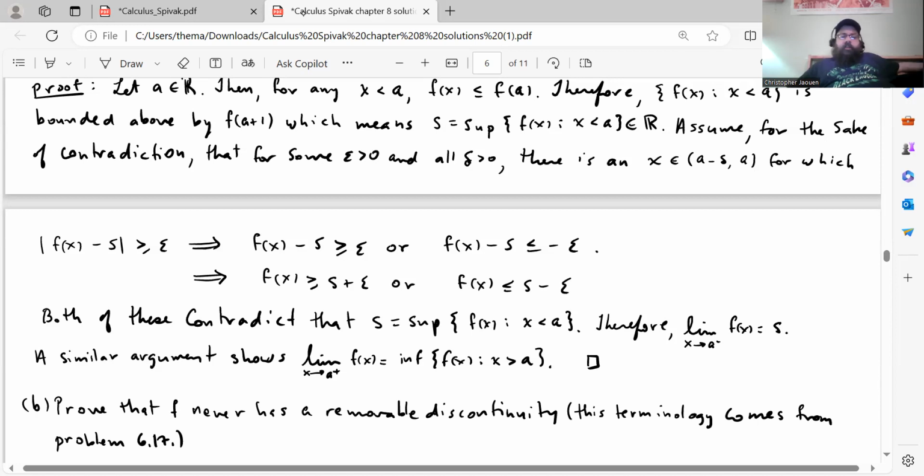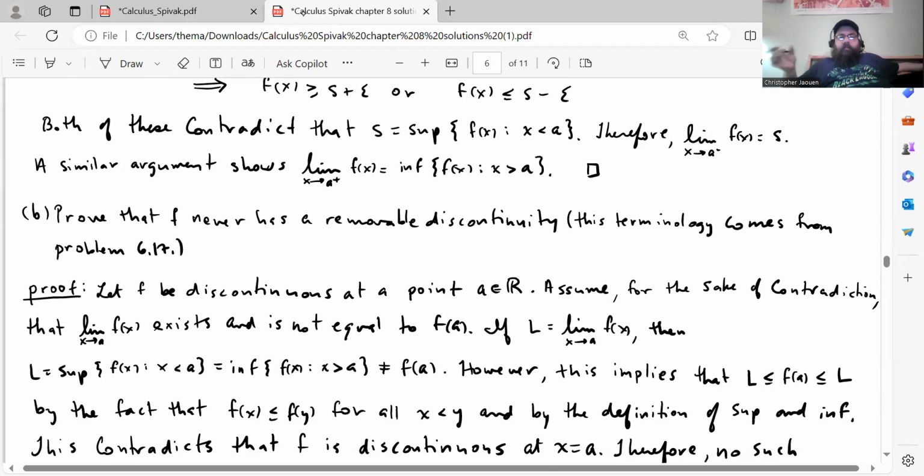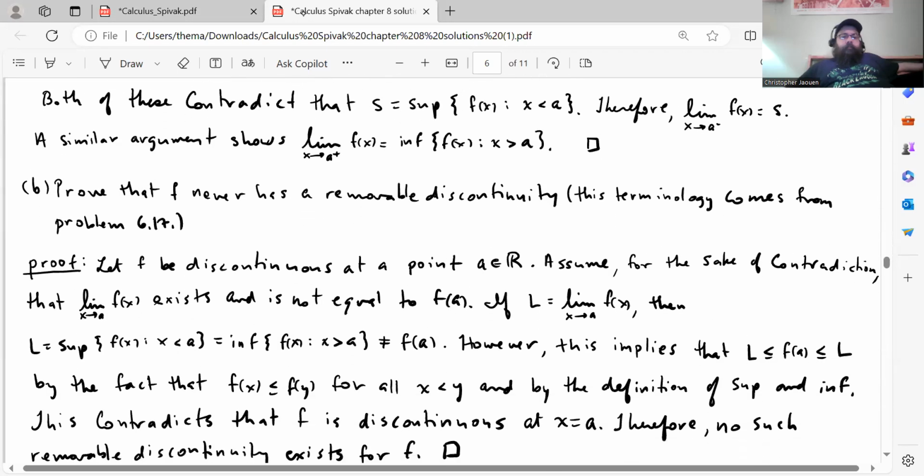And a similar argument shows that the right-hand limit exists and it's equal to the infimum of the set of f of x such that x is greater than a. I skipped that proof because it's virtually identical to the one that we just did, with some things switched around. But it's a similar proof.